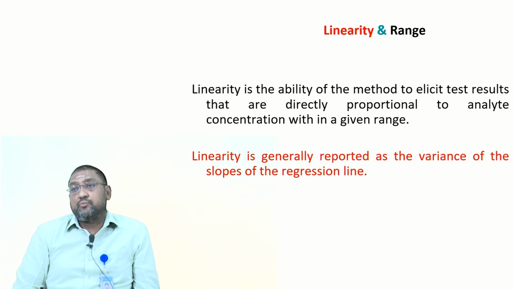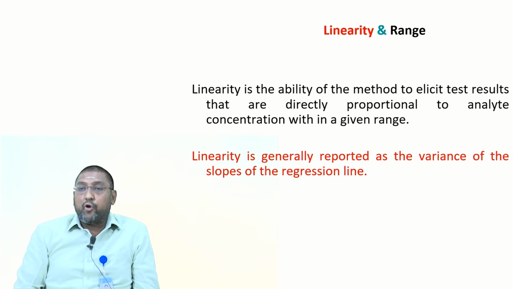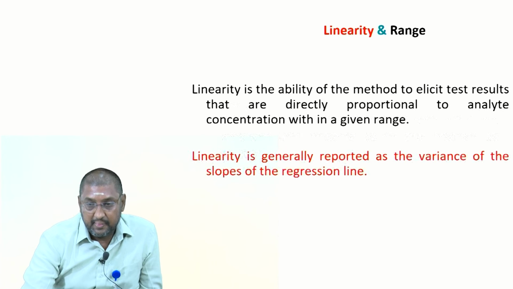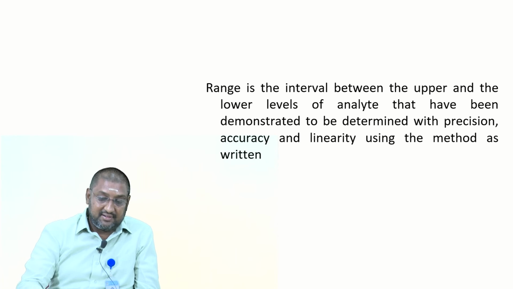And linearity and range: what is linearity and range? I am spiking the concentration slowly, 0.1 ppm, 0.2 ppm, 0.5, 0.10, whatever values I am getting, and I plot the graph. After plotting the graph, if I line up the points and get a linear line, that is called linearity. The range is the lower concentration and the upper concentration. The range is the interval between the upper and lower level of the analyte that has been demonstrated to be determined with precision, accuracy, and linearity using the method as written.